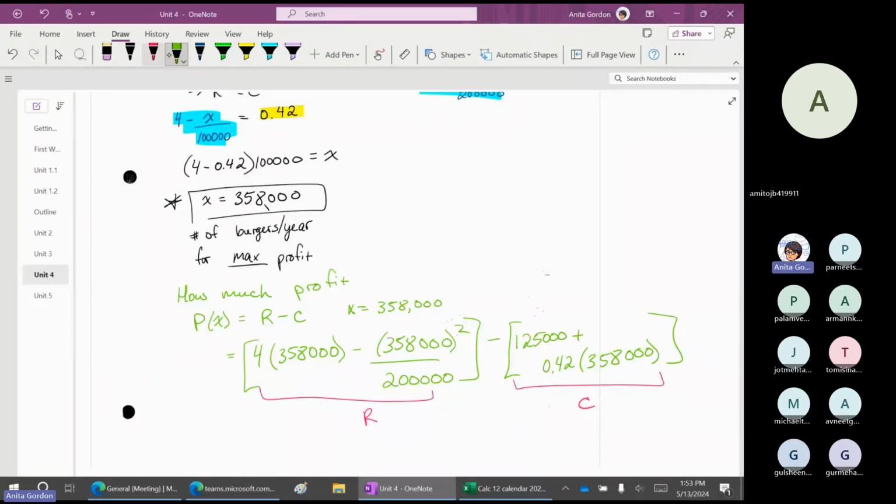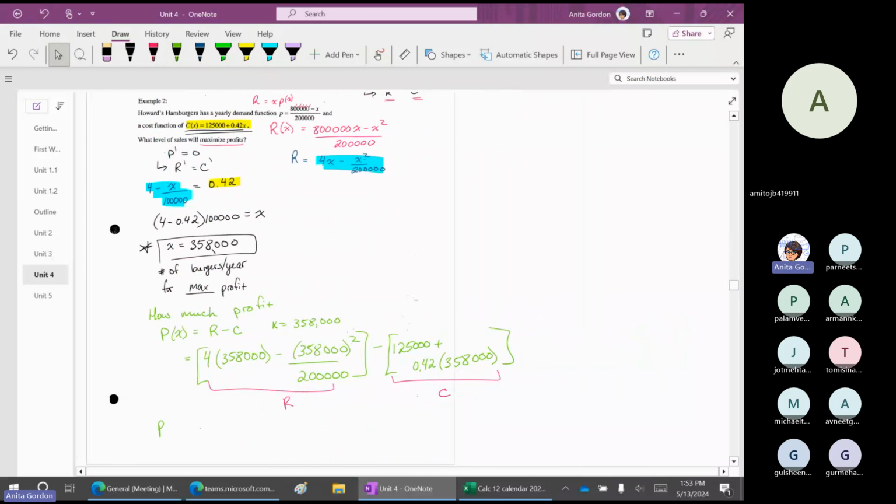Yes, ma'am. I have a question. Why don't you substitute the value of X into the P equals? Why don't we use P of X equals R minus C if we have a P of X function? What's the P of X function? What are you looking at? It's like the demand function. The demand function is small p. Small p represents the price for one burger. Capital P is profit, and profit is R minus C. Does that answer your question?